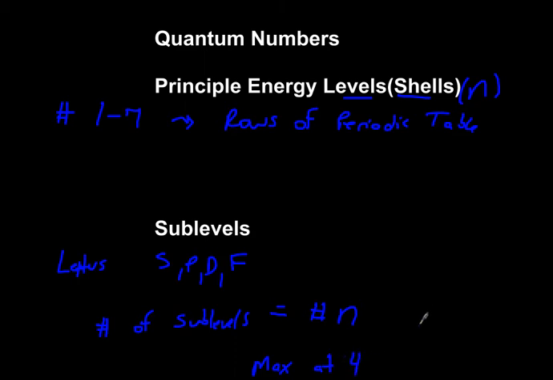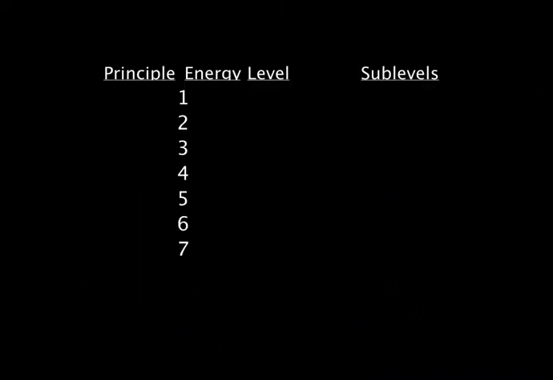So this is a little confusing. I'm going to clarify it with a table that's in your notes that you're going to want to copy down. So if you are in principal energy level 1 or row 1 of the periodic table, that means you're only going to have one sublevel because these numbers have to match. So if you're in row 1, you have one sublevel, and that's going to be 1s. I wrote the letters on the previous page in a specific order, so if you only have one, you have to have an S.